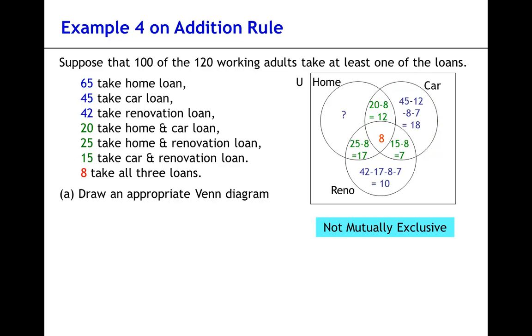What about this region? We are given that 65 take home loan, but that's this whole circle here. Hence, we have to take 65 minus all the intersecting regions of 12, 8, and 17 to get 28 for this region. What about this region outside the three circles? Well, we are told that 100 out of the 120 adults take up some loans. Hence, the remaining 20 did not take up any loan.